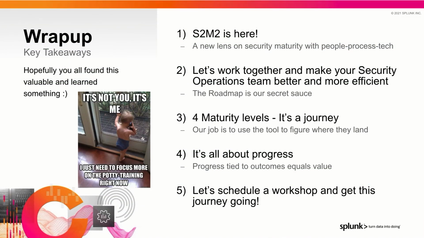So let's wrap up here quickly and we'll take some questions. The whole thing is that S2M2 is here, and it is a new lens on security maturity with people, process, and technology. We want to work together with you to make your security operation team better and more efficient. Again, this is a journey. It's about the 4 maturity levels. Our job is to help you figure out where you land, and then what do we need to do to help you get up that maturity curve. And it's all about the progress.